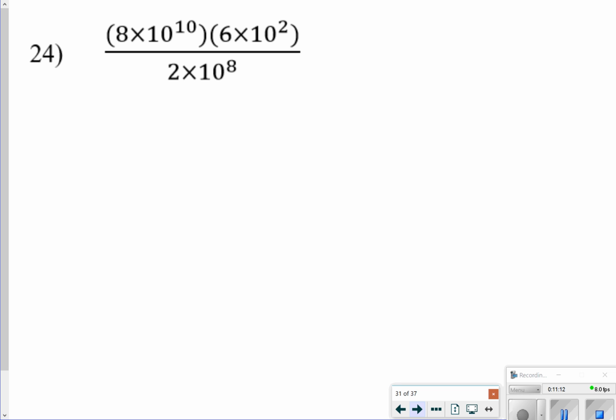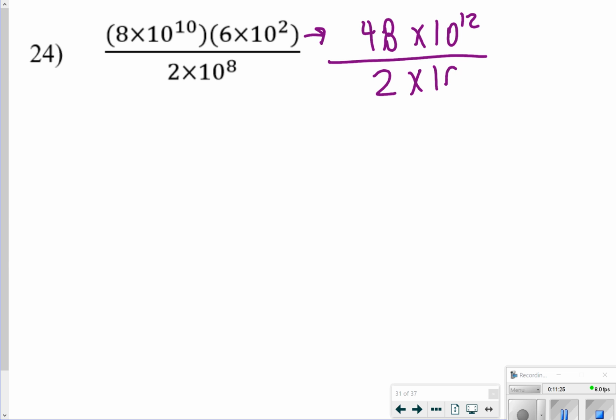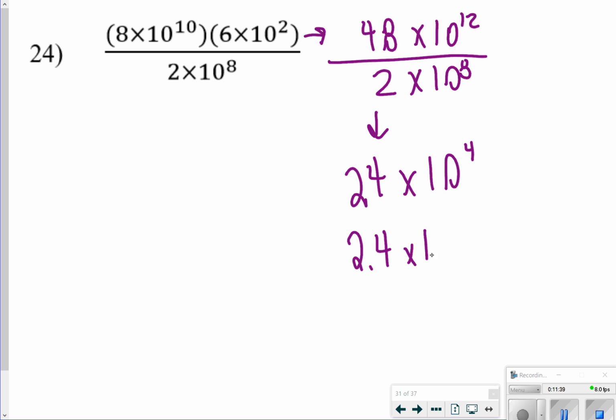For number 24, you're dividing. The first thing I did, though, was take care of what was on top. So I actually did 8 times 6, which was 48, and 10 to the 2nd times 10 to the 12th, which was 10 to the 14th. And then still kept it as 2 over 10 to the 8th. And then I divided, so I got 24 times 10 to the 4th, because I subtracted my exponents. And I know I need my number between 1 but still less than 10, so I changed my 24 to 2.4 and my exponent to be the 5th power.